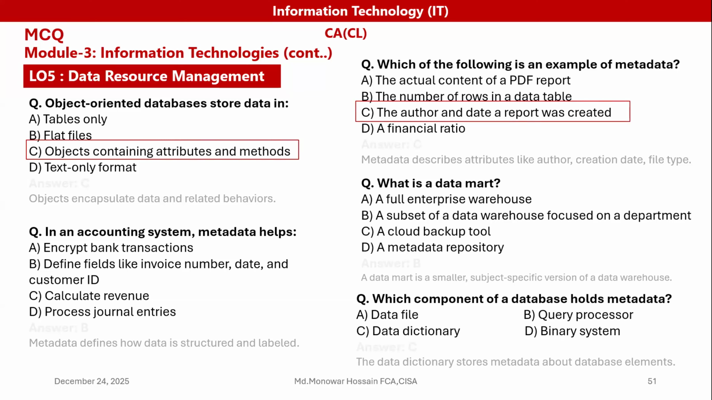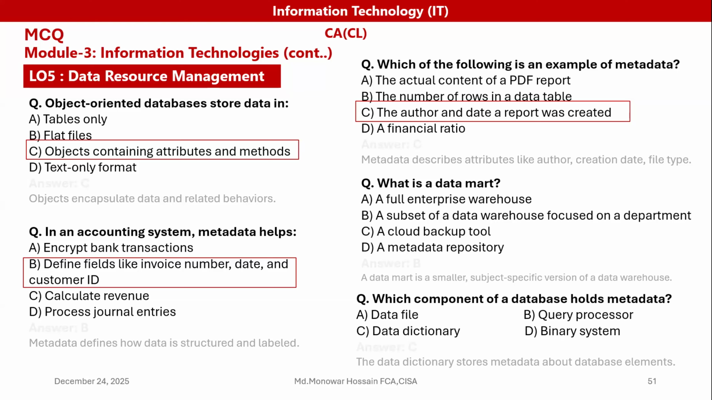We have seen that metadata is the source of data: where it came from, how it arrived, who created it. All that information is there. So the author and the date a report was created is metadata, because metadata describes attributes like author, created date, file type, etc. In an accounting system, metadata helps define fields like invoice number, date, and customer ID, because metadata defines how data is structured and labeled.